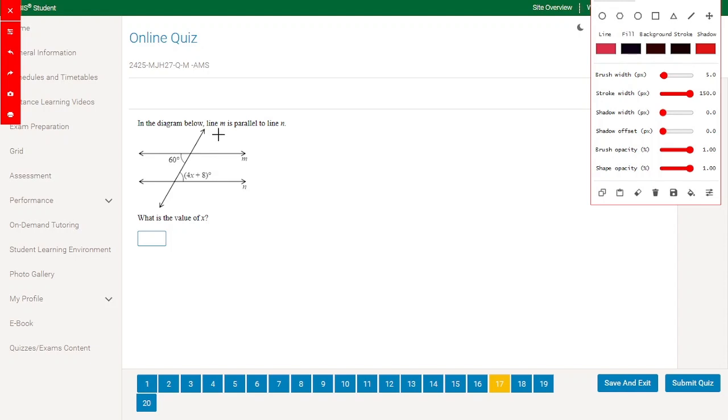In the diagram below, line M is parallel to line N, and we have this angle 60 degrees and the other angle is 4x plus 8, and these two angles will be alternate interior angles. So alternate interior angles will be equal. So we'll have 4x plus 8 equal to 60. Why? Because alternate interior angles are equal or congruent.